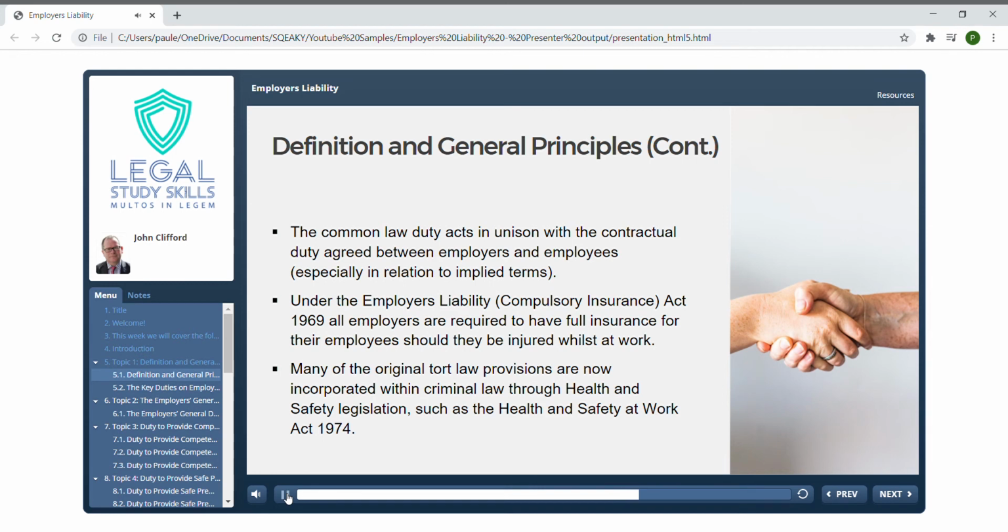Now, many of the original tort law provisions have actually been incorporated within areas of criminal law. As I mentioned earlier, one of the famous examples is the Health and Safety at Work Act, or HASAWA 1974. You are not required to know the statutory provisions in this area. There are an awful lot of them, as you can imagine. You should be aware of them, and obviously you'd need to research them if you were bringing any action using them. But in terms of knowledge for the solicitor's qualifying exam, you're not required to know any of the detail in those areas.